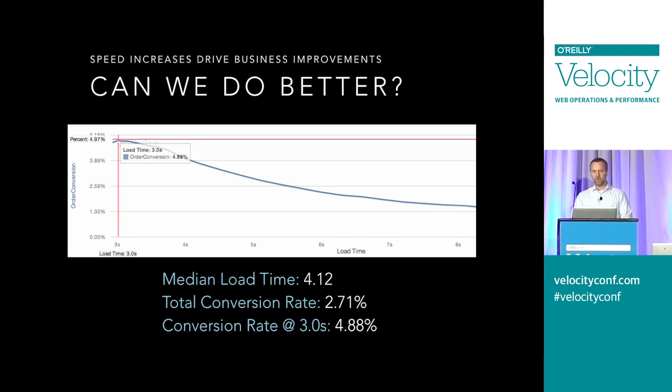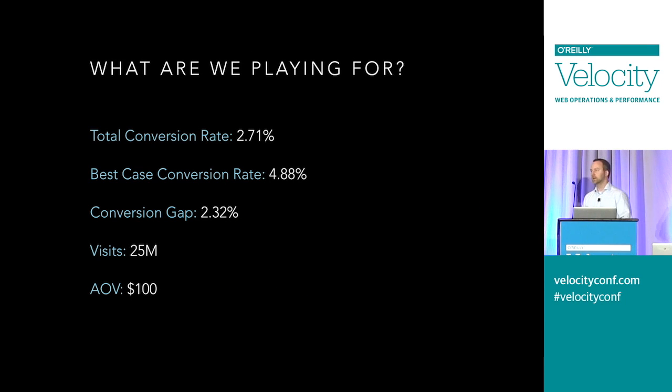So we know several things, and this is the importance of collecting information beyond just page-level metrics, and even beyond just operational timing metrics, but collecting behavior metrics. Because now that we have all that stuff in one spot, we can start to plug things into equations and see what our potential is. So again, what are we playing for? We have 2.71% current. 4.88 is what we know is possible. In this case, it's at 3 seconds. So the gap between those two is 2.17%.